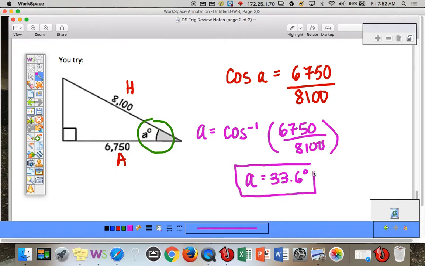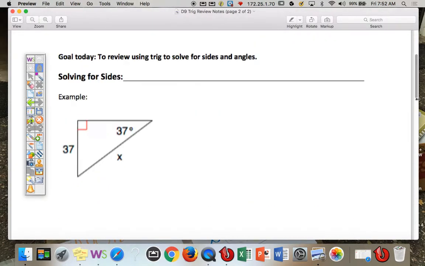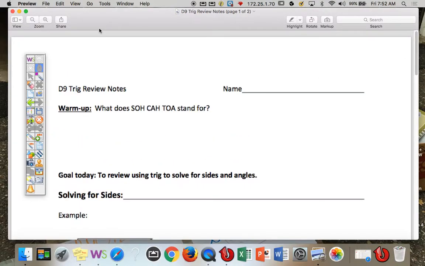So for angles, take the inverse, and for sides, you cross multiply. In the next podcast, we'll review a little bit more.